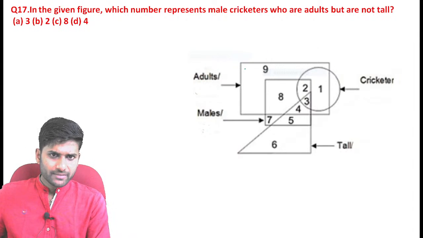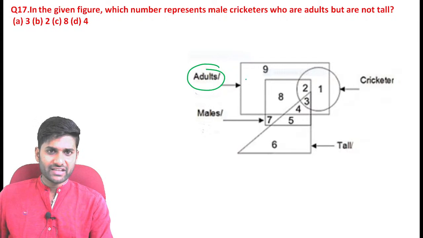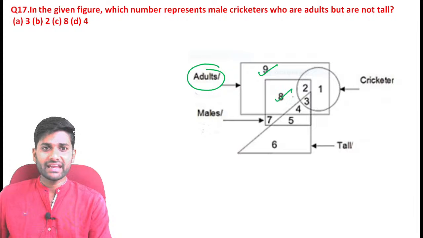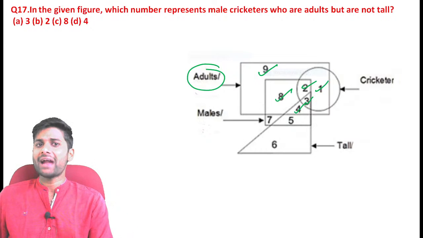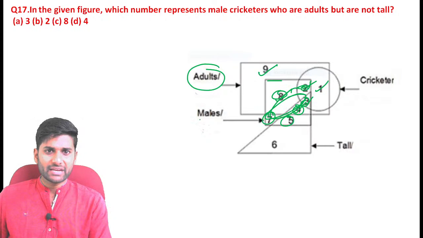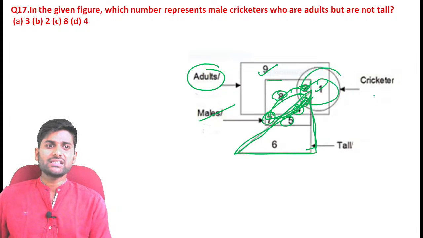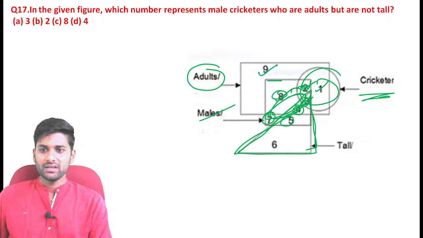See, so there is a box. This is the rectangle box. The rectangle is always represented for adults. According to the information, the rectangle box indicates the adults. Adults means, for example, 9 is adult, 8 is adult, 4 is adult, 3, 2, 1 are adults. If you want the entire adults, we need to add all these parameters. If you see the males, males are indicated by the square box: 7, 5, 4, 3, 2, 1. All these numbers represent males. If you see the tall, the triangle box numbers always represent tall. The circle represents cricketers. That is the entire information.